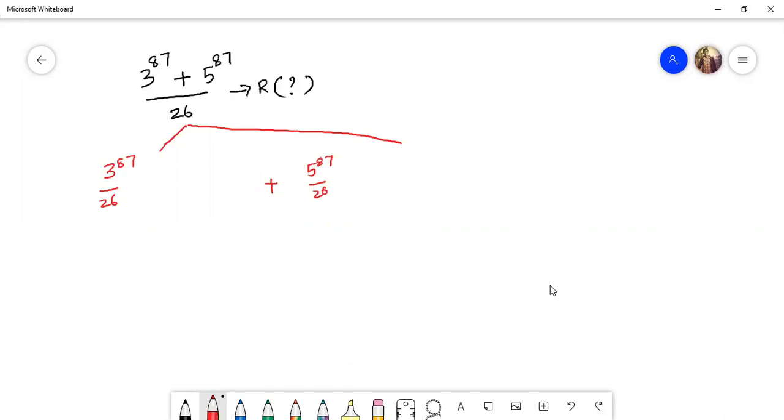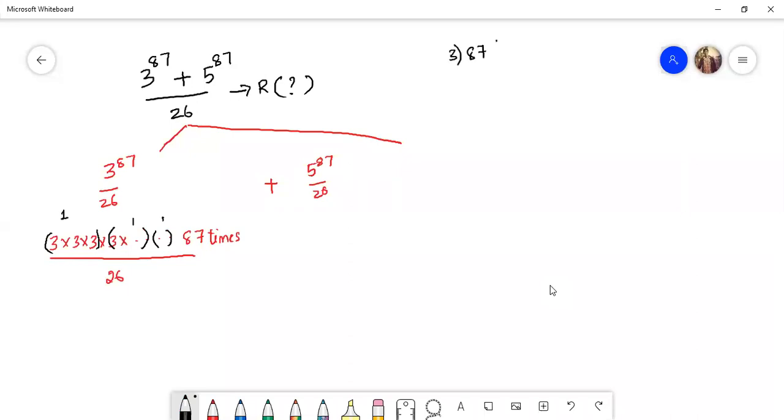So 3 power 87 is 3 into 3 into 3 into so on, 87 times, and I'm dividing this value by 26. Let us group them. 3 by 26 no use, 9 by 26 no use, 3 values, that is 27 by 26, my remainder will be 1. So for every triplet my remainder is 1 only. Let us divide this 87 with the triplets and see how many triplets are possible.